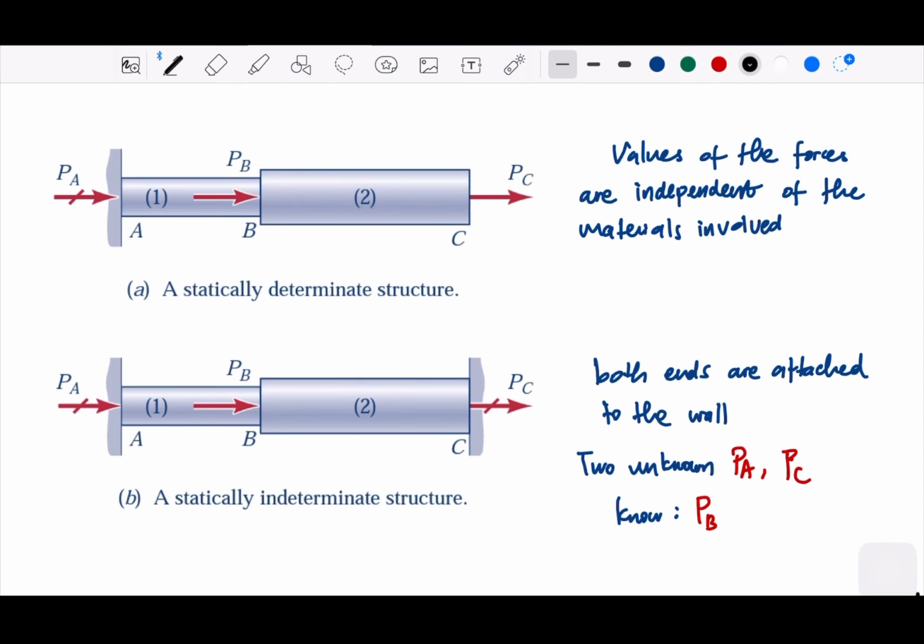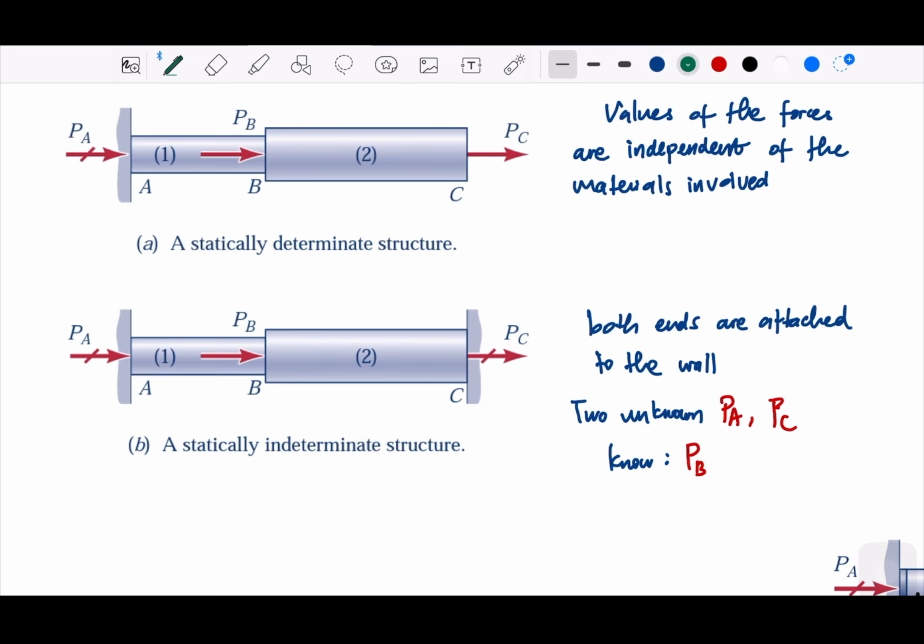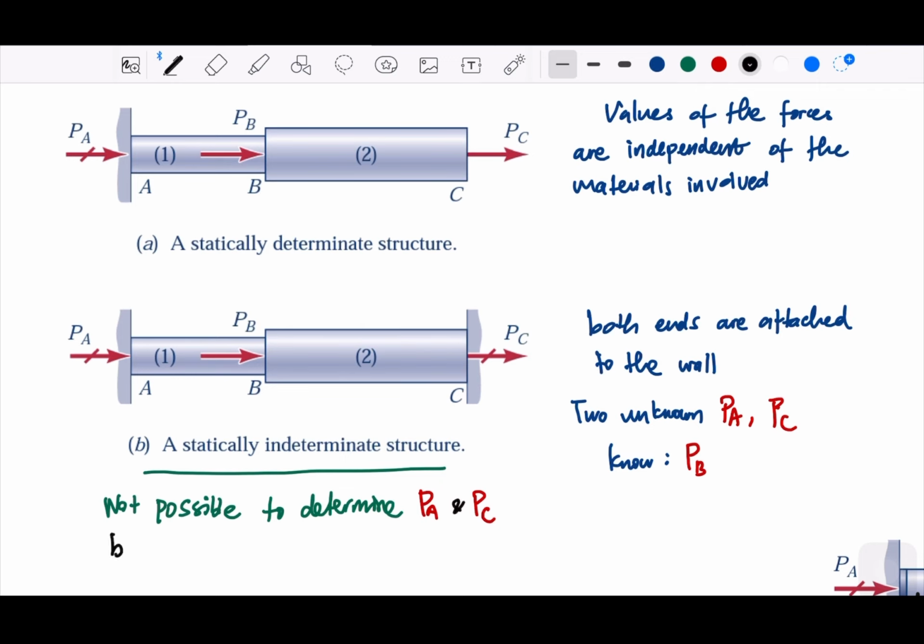So the problem here for this B is, we cannot determine it with statics. Just with statics we cannot determine. So it is not possible to determine PA and PC from equilibrium or from statics. That's why it's indeterminate.